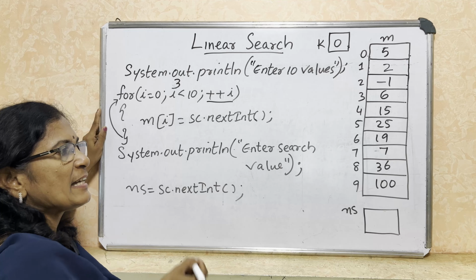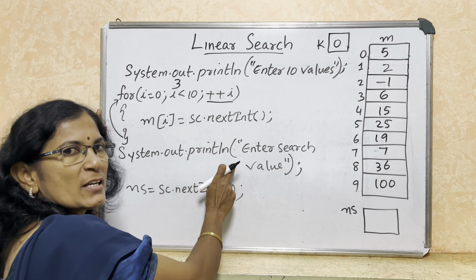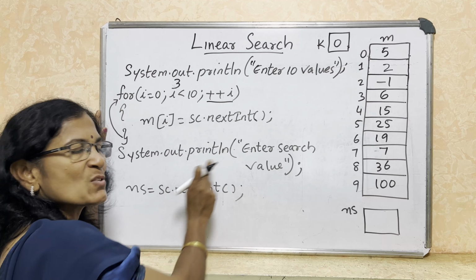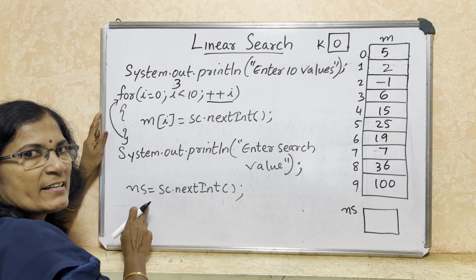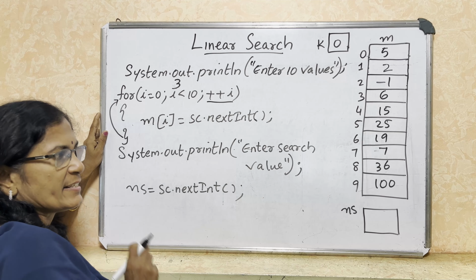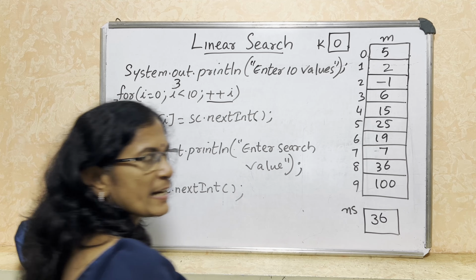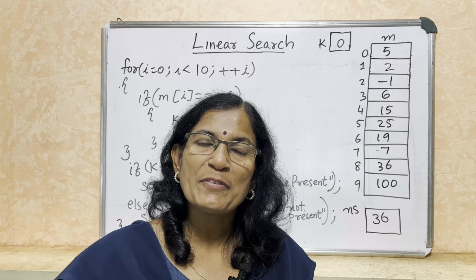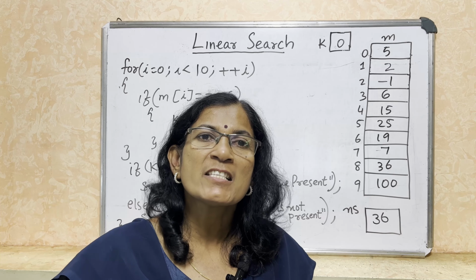Now after filling the array, let's input the search value. Display a message for the user to enter the value. System.out.println enter search value. And the search value is accepted and stored in the variable named ns. Assume that the user wants to look for a value. User entered the search value as 36. Let's access each element from the array and compare the array element with the search value.